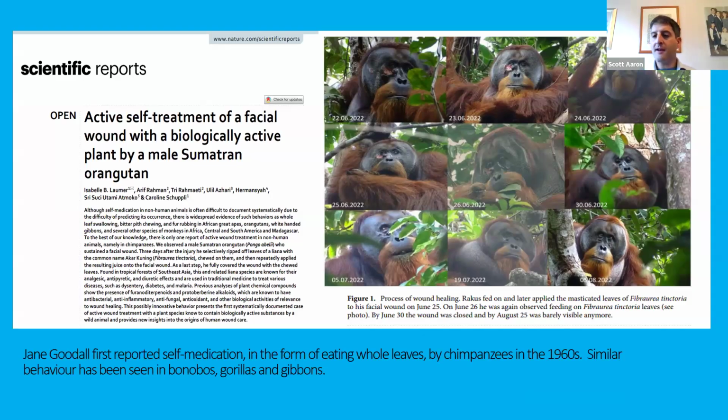Jane Goodall first reported self-medication in the form of eating leaves by chimps in the 60s. Other behaviour has been seen in bonobos, gorillas, gibbons, and there's plenty of animals that have been seen to do something that looks a bit like medicine. This, though, is another level. It's gone out of its way to find the medication. This is, in effect, an orangutan doctor or dentist. It's max facts. It's in our part of the world.